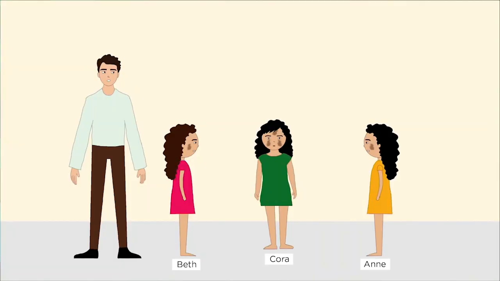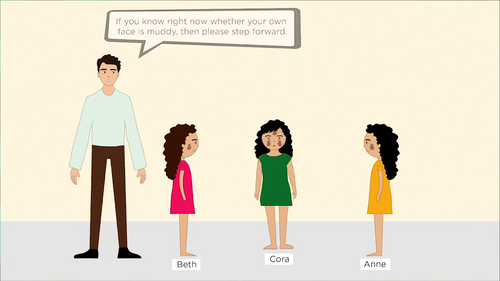Having considered the scenario for 2 children, let's move on to 3. So let's suppose that the sister's friend Cora stopped by for a visit. Once again, all 3 played in the mud. When they went inside, the sister's father had them stand in a triangle. Once more, each child could see the faces of the other 2, but not her own. The father tells them that at least one of the girls has a muddy face. He then says, if you know right now whether your own face is muddy, then please step forward.